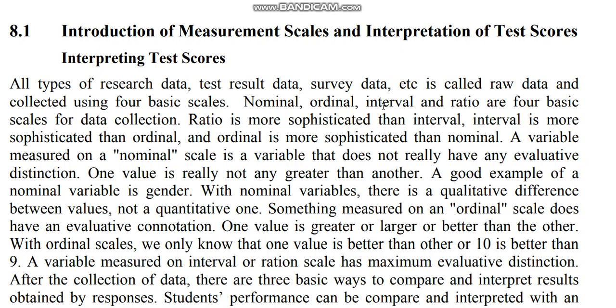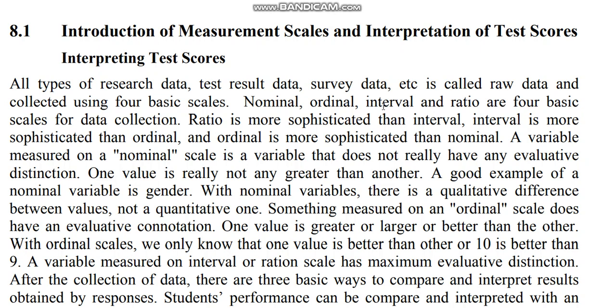Something measured on an ordinal scale does have an evaluative connotation. One value is greater or larger or better than the other. With an ordinal scale, we only know that one value is better than the other, or that 10 is better than 9. A variable measured on an interval or ratio scale has maximum evaluative distinction.